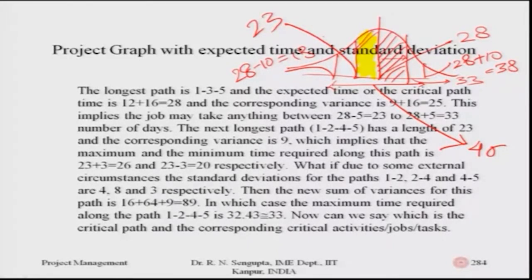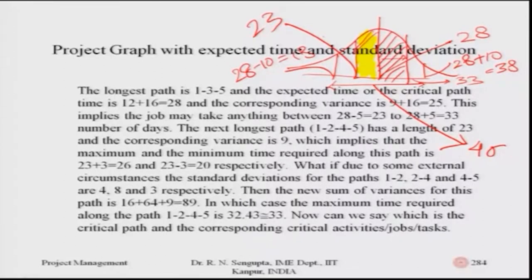So, which means that what if due to some external circumstances, the standard deviations of the activities 1-2, 2-4 and 4-5, which are there in the next longest path 1, 2, 4, 5, are given as 4, 8 and 3, then the new sum of the variance for this path would basically now become 4 square, which is 16, 8 square is 64, 3 square is 9, so it is basically 89, in which case the maximum time required along this path would be correspondingly found out as 32.43, which is 33. So, I am just trying to bring some information into this concept.